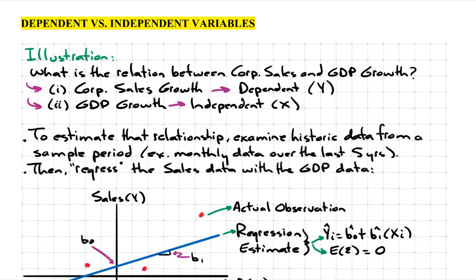Dependent versus independent variables. Let's have a look at an illustration. Suppose we want to know what the relationship is between corporate sales and GDP growth. In this instance, corporate sales growth would be the dependent variable and GDP growth would be the independent variable. In other words, corporate sales is dependent upon what's happening in the broader economy.